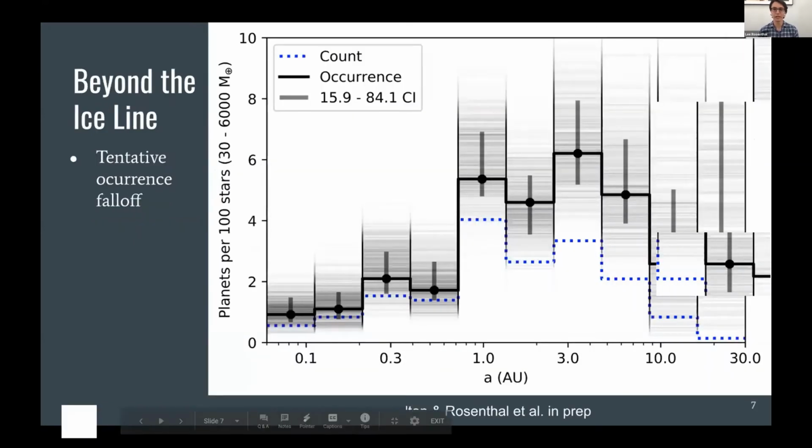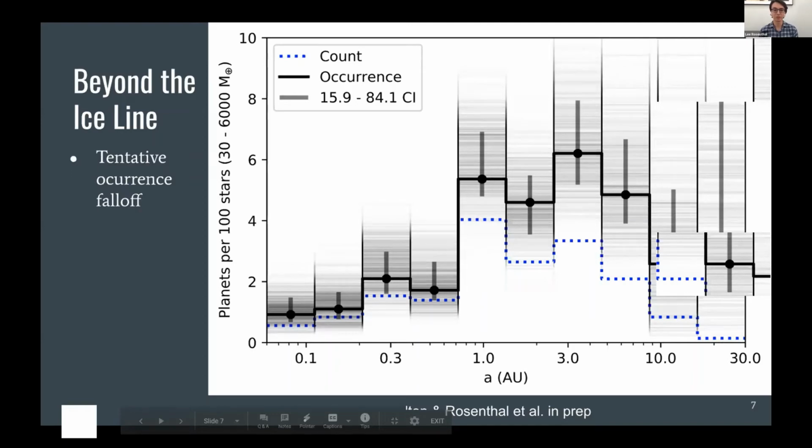We can combine our catalog and completeness contours to make a wide range of occurrence measurements. For instance, while the first paper in this series will report the details of our stellar and planet catalog, the second we'll return to the occurrence work of Cumming et al. 2008, this time pushing far beyond the water ice line. BJ Fulton will be leading this work.